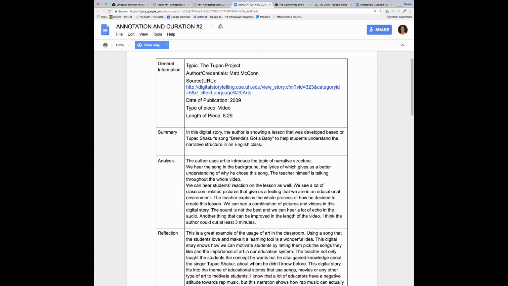He has the topic, the author and credentials, because we always want to credit our sources, the URL, where to reach this particular resource, date of publication, because often we'd like to know, is this contemporary, is it older, does that matter for our purposes, and the type of piece. Then he goes on to a summary.